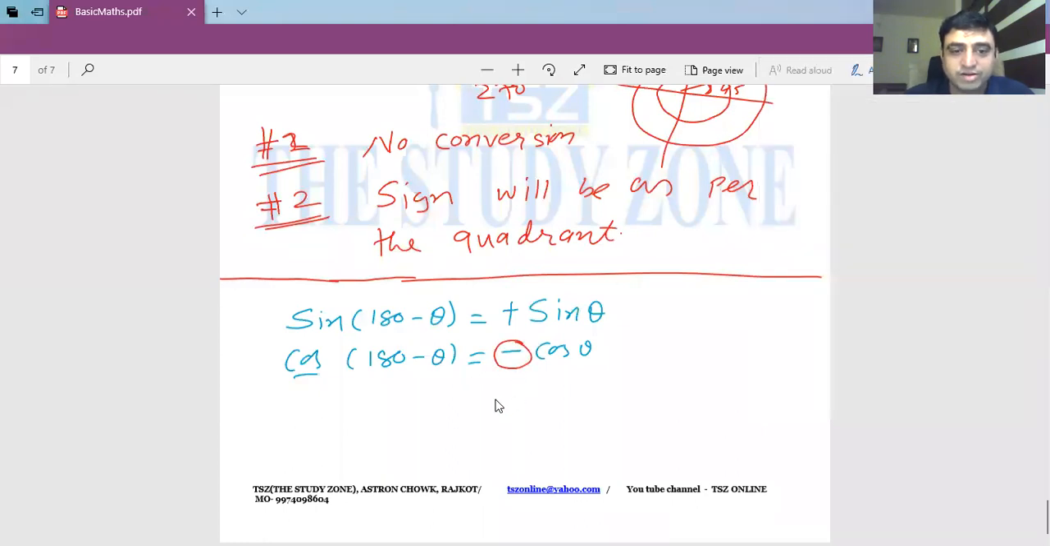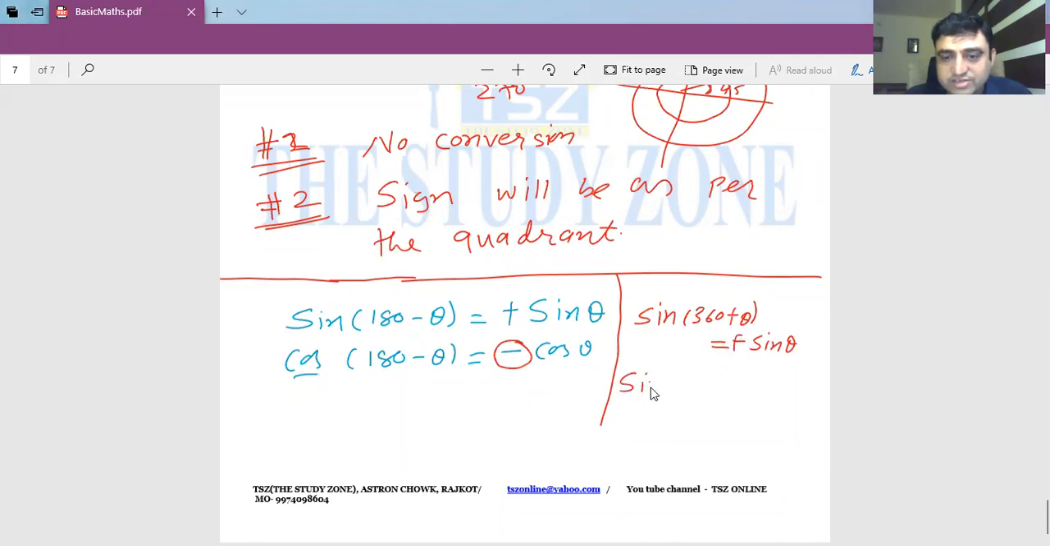Okay, so 6 for each quadrant. So there will be totally 24 for the 90 plus or minus theta and 270 plus or minus theta, and 24 for 180 plus or minus theta and 360 plus or minus theta. For example, suppose I want to write sine 360 plus theta. Which quadrant? First quadrant, 360, that is one complete circle plus an acute angle. First quadrant, no conversion, so it will be sine theta only. In the first quadrant, all are positive, so this will be positive.